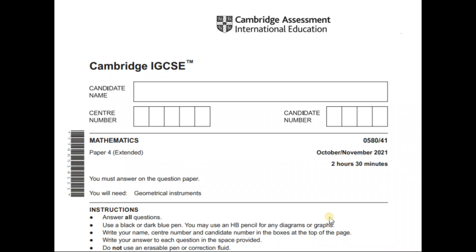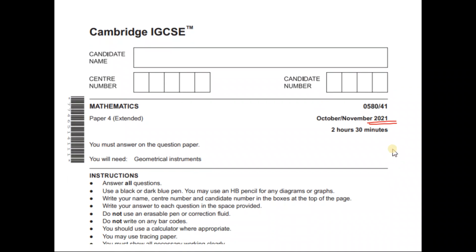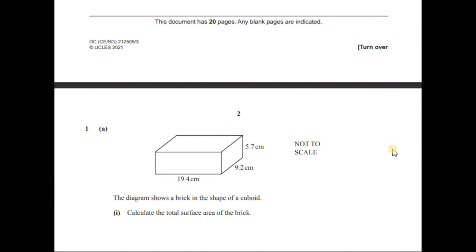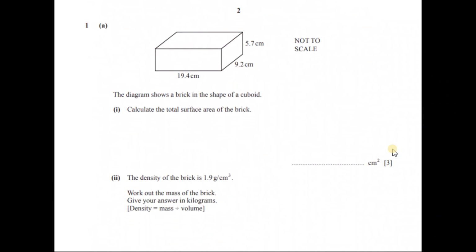So today we are doing Mathematics Paper 4 058041 October November 2021. Okay, so basically this is the latest question paper we have right now. So we'll start with the first question.